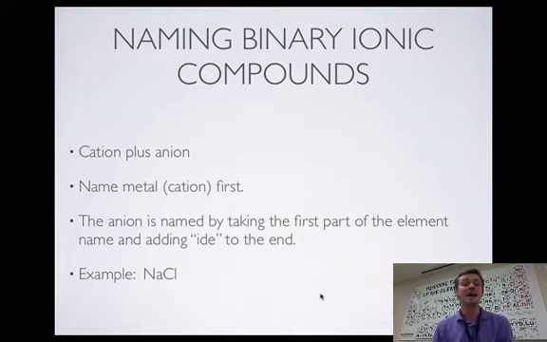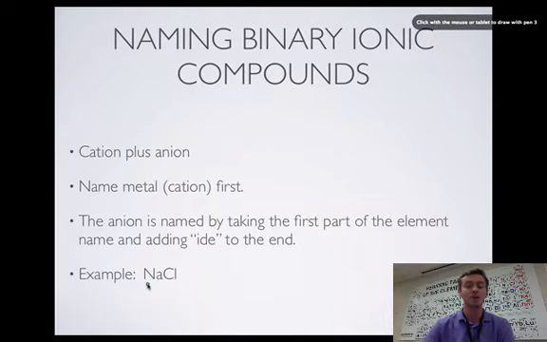Okay, naming binary ionic compounds. Binary means 2. So if it has just one cation and one anion, just 2 atoms, we're going to learn how to name them. Basically, you name the cation, then you name the anion. First you're going to name the metal, or the cation. Second, you take the anion and take the first part of the element's name and add "ide" to the end. I have an example down here and you would be expected to be able to name that, to write a name for that.